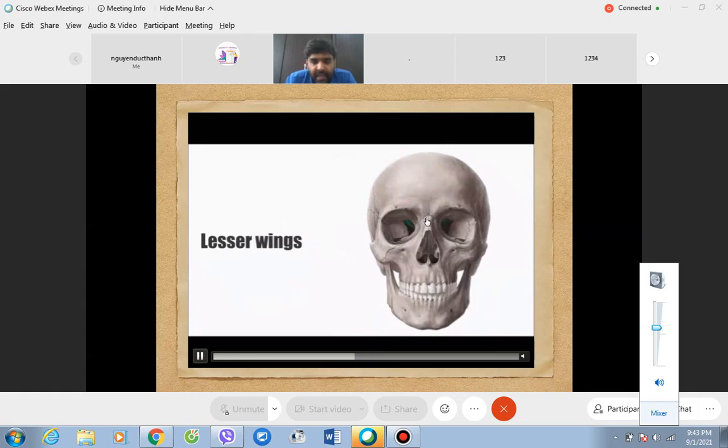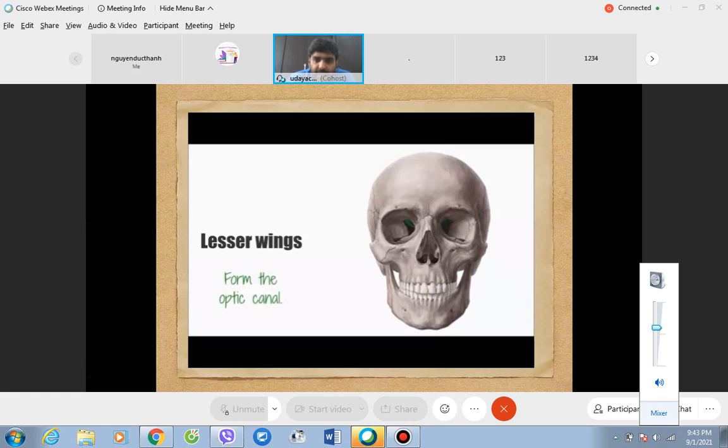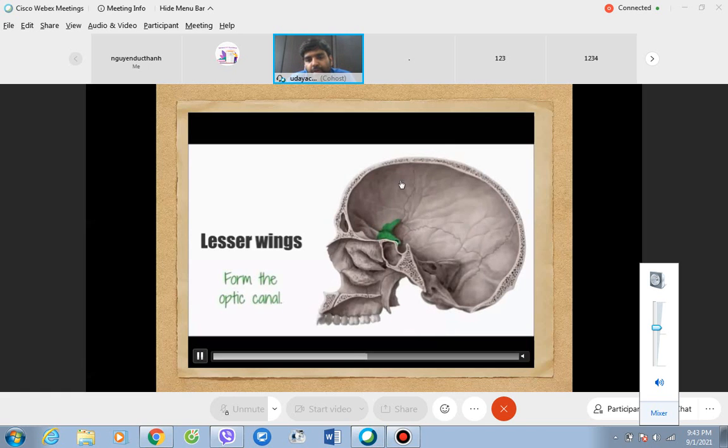Coming to the lesser wings, they form the optic canal, from where the optic nerve and the ophthalmic artery enter, and superiorly they form a contribution to the middle cranial fossa and anterior cranial fossa.